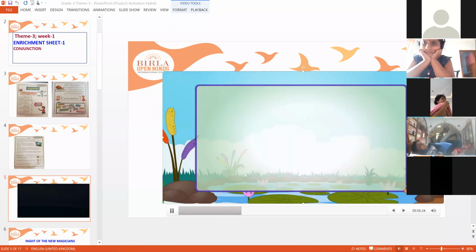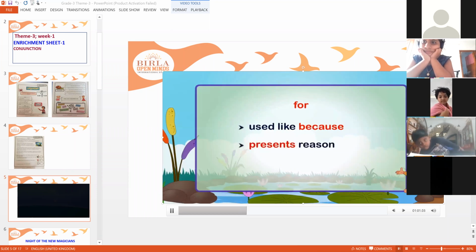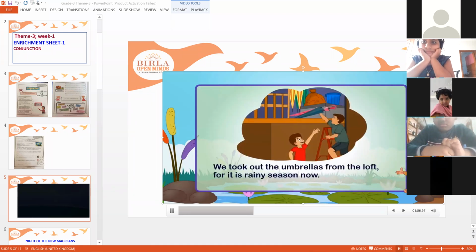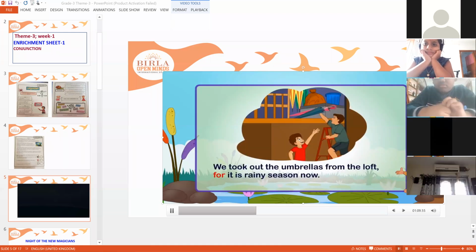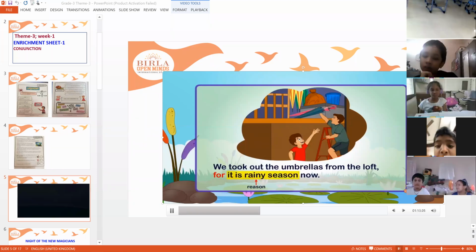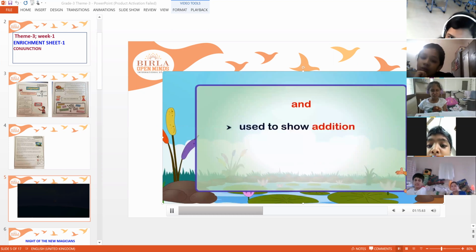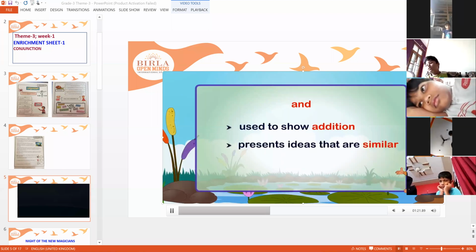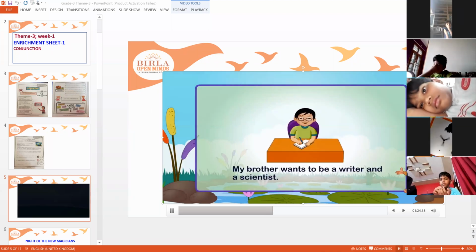"For" is used like "because". It presents a reason. Look at the screen. For example, we took out the umbrellas from the loft for it is rainy season now. "And" is used to show addition. It presents ideas that are similar. For example, my brother wants to be a writer and a scientist.